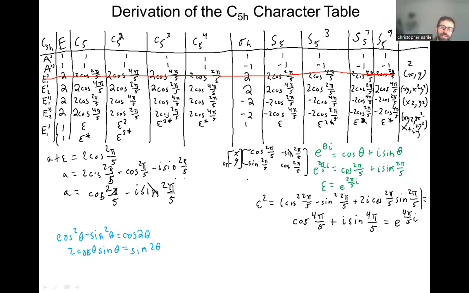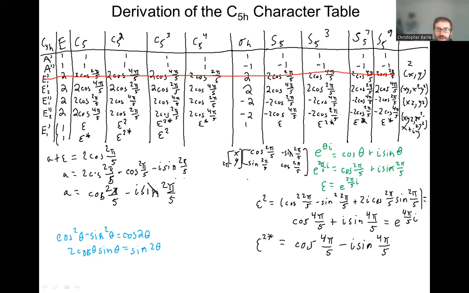Sorry, we started with a complex conjugate. So let's go through that again. Complex conjugate of epsilon squared is cosine 4 pi over 5 minus i sine 4 pi over 5. So anyway, we have 2 cosine 4 pi over 5 minus this. That gets us just 1 cosine 4 pi over 5, but minus and minus gives us a plus i sine 4 pi over 5. So we're back to epsilon squared.